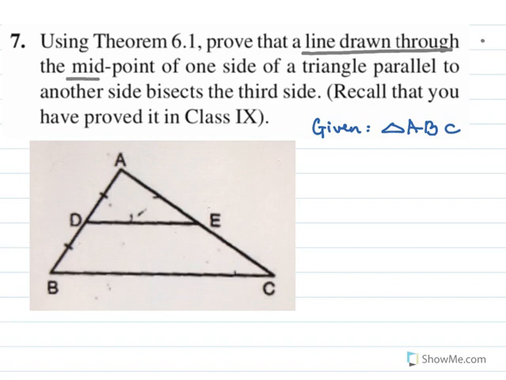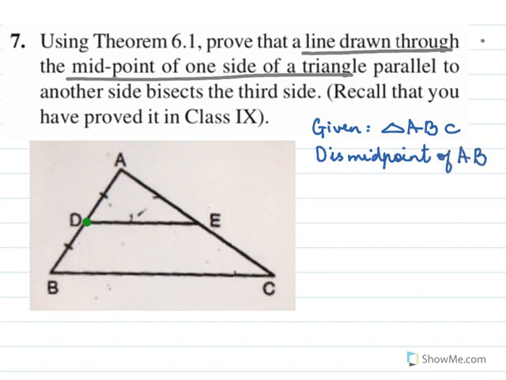The next part says a line drawn through the midpoint of one side of a triangle. So here we are going to take D as the midpoint of AB. So we'll write here D is the midpoint of AB. The next part says a line drawn parallel to this. So here is our parallel line. This DE is a parallel line. So we write that too.